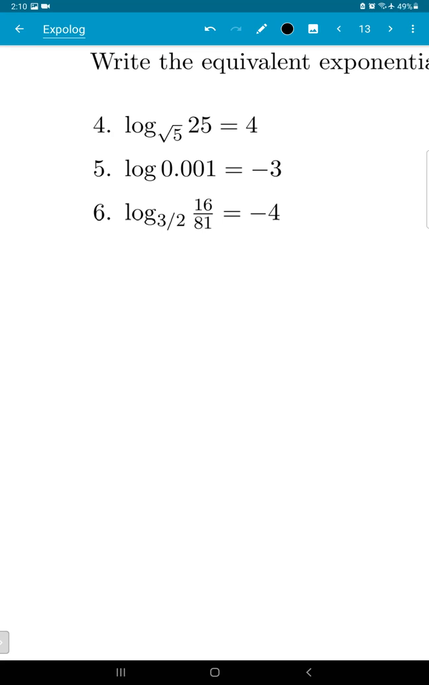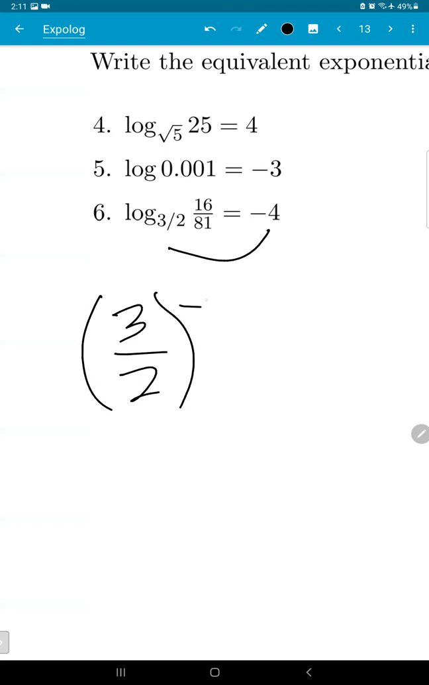Quickly, give the answer. You can unmute your mic. Write it. Exponential form: 3 halves to the -4 equals 16 over 81.